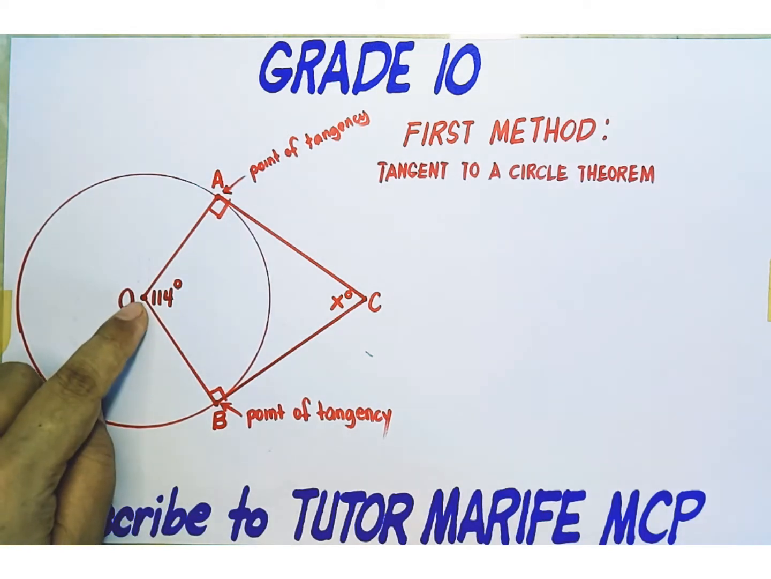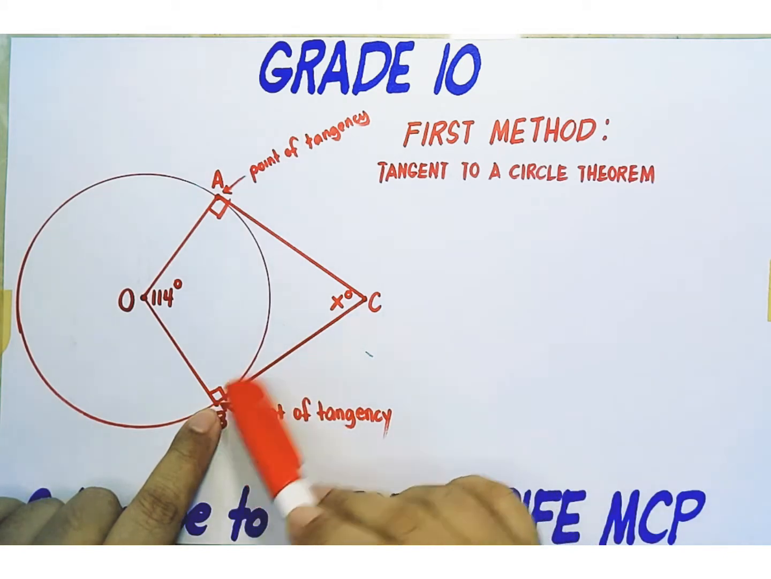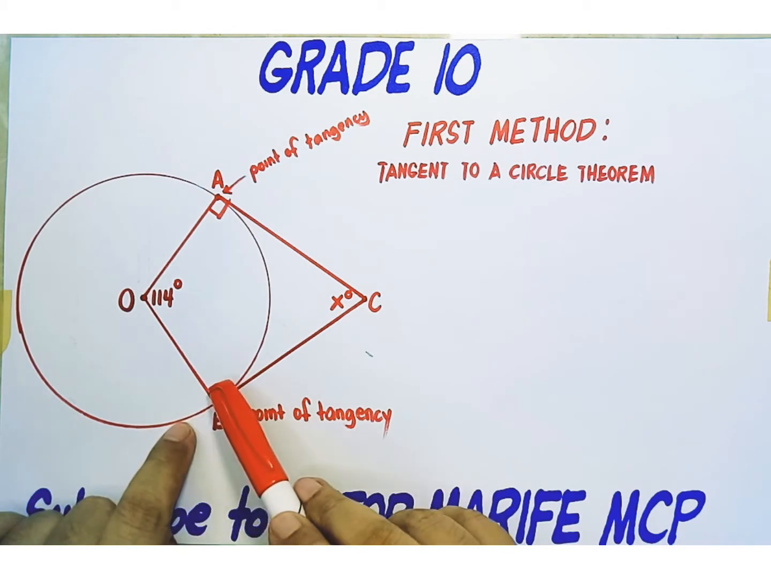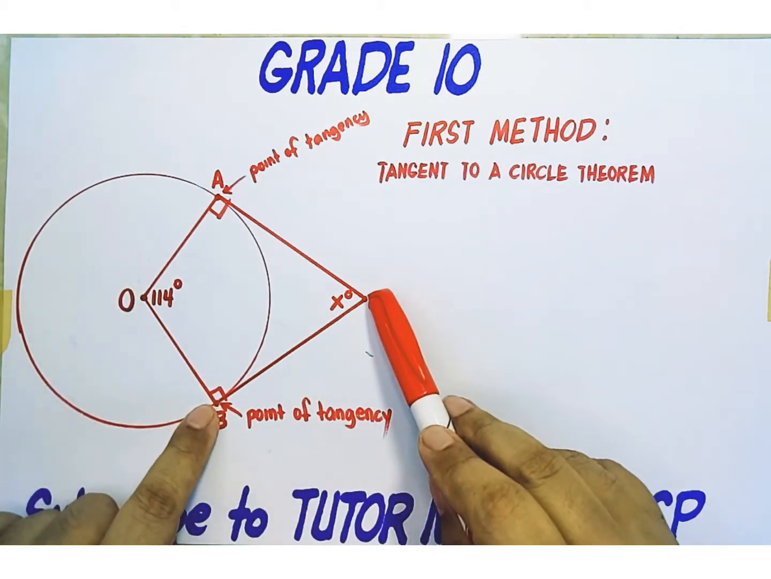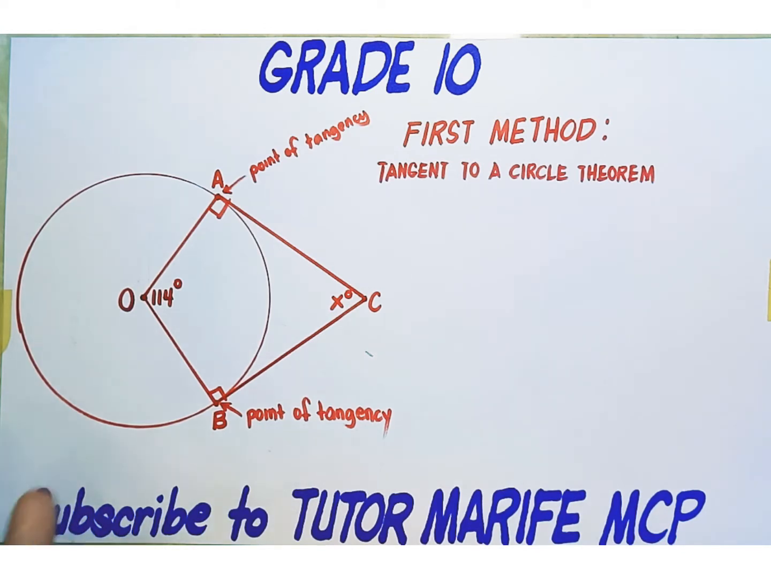This is another radius drawn to point of tangency. This is a tangent segment. By tangent to a circle theorem, we can also say that the angle between this radius and this tangent segment is also 90 degrees. Okay? Next, we're going to use the basic fact in geometry. That is, the sum of all the interior angles of a quadrilateral is equal to 360 degrees.